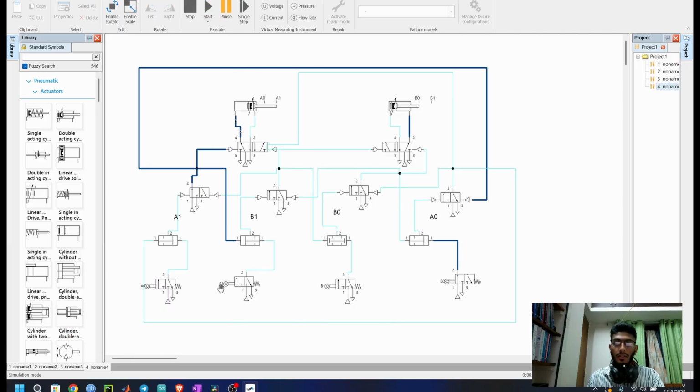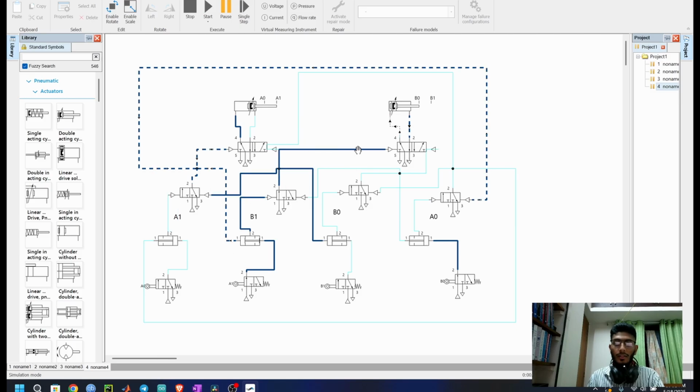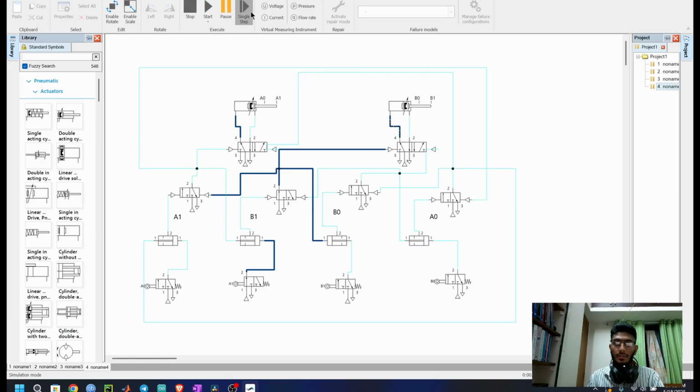Because of that, this 3 by 2 DCV's limit switch will activate. A signal will go here. There is already a signal on the left side of this AND valve. So ultimately a flow will go to this left side of this 3 by 2 DCV. From that, B1 will initiate. See, here a flow is going here and B1 will complete.